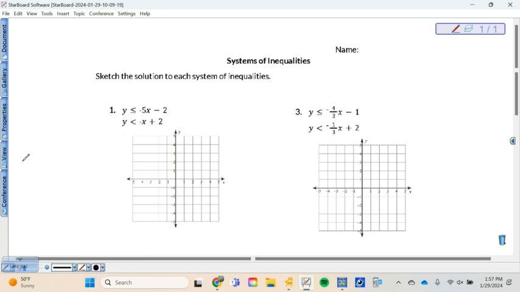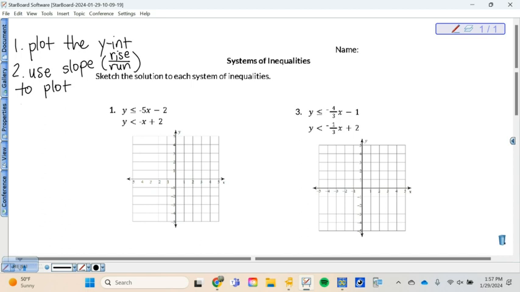Let's remind ourselves how we graph an inequality. I'm always giving you inequalities in slope-intercept form, so that's always your first step. Plot the y-intercept. And then once I plot the y-intercept, what do I do? Yeah, I use my slope to graph the next point. Slope is rise over run. Use slope to plot other points.